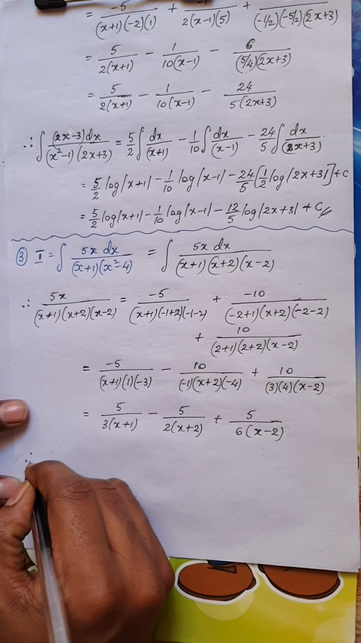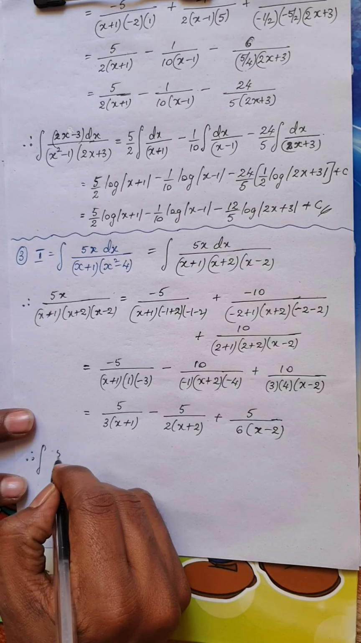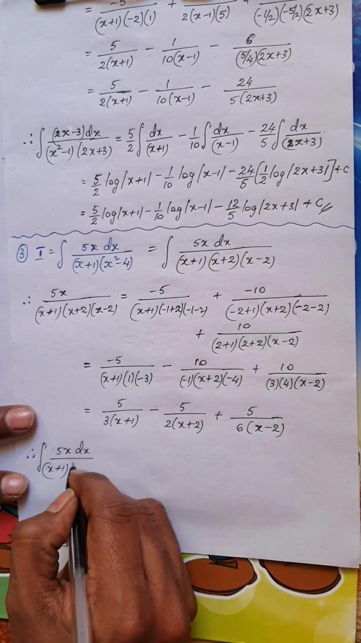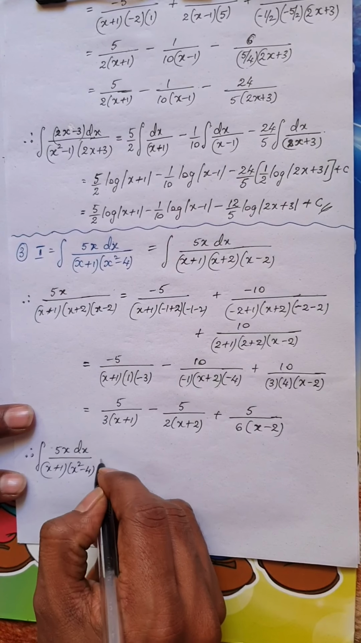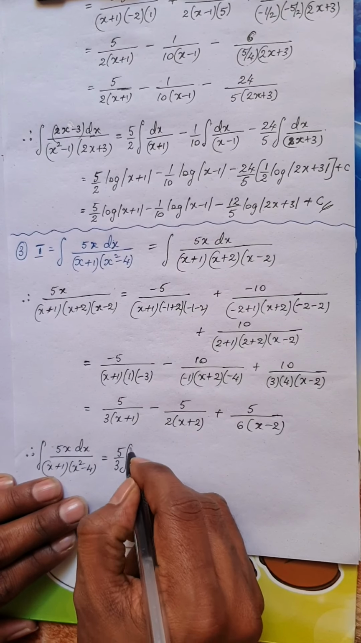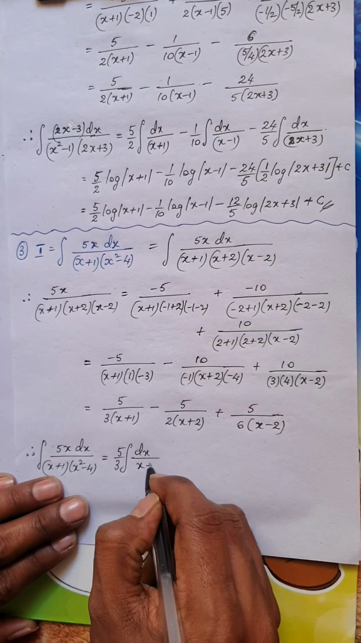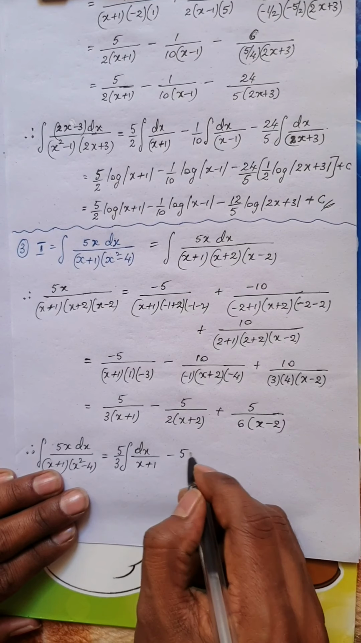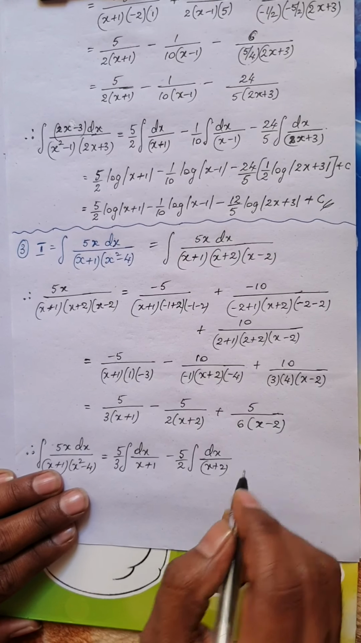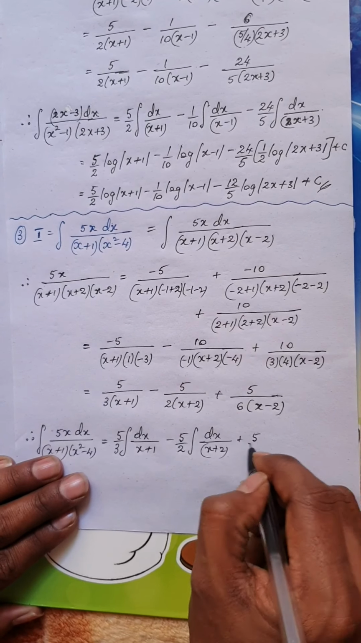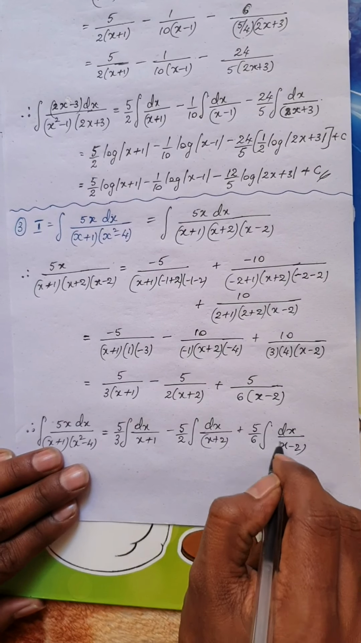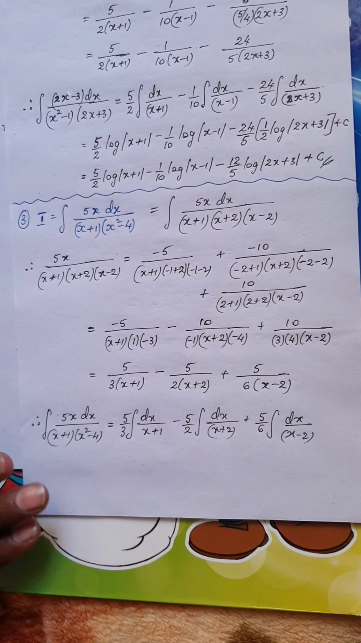Therefore, the integral of, write down the result, 5x divided by x plus 1. Here you can write back x square minus 4 as it is. Now I am going to split the integrals here. 5 by 3 is a constant, dx divided by x plus 1. Minus again 5 by 2 is a constant, integral of dx divided by x plus 2. Plus 5 by 6 is a constant, integral of dx divided by x minus 2. Is it clear? So we are going to integrate this and keep the result.